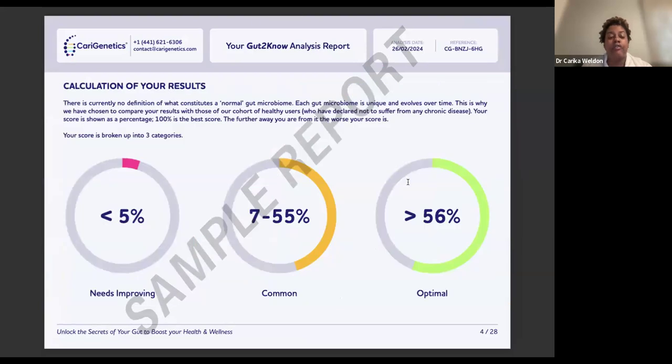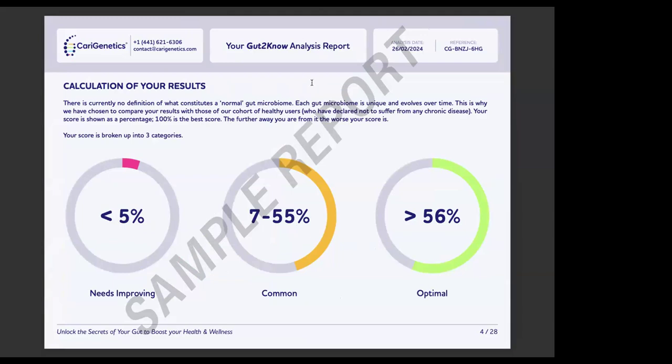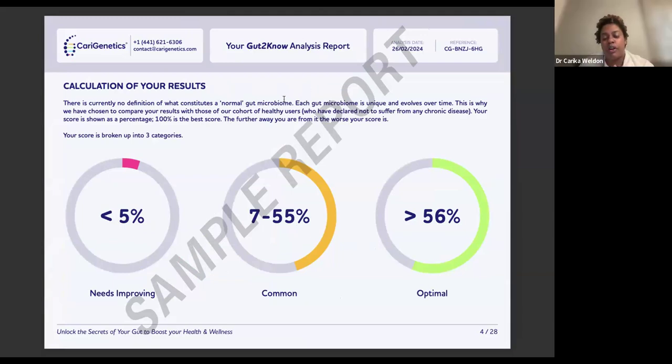And we do give results. There are 3 different levels. We have green, which is optimal. It means that you are compared to what's called a normal gut microbiome, and based on that comparison, you look like you're right in line. There is what we call common, where it's kind of in the middle, and you are doing okay, but it could be going in the wrong direction. And then we have red, which is needs improving. It's not where it should be at all, and you need to be able to focus on those areas to get better.